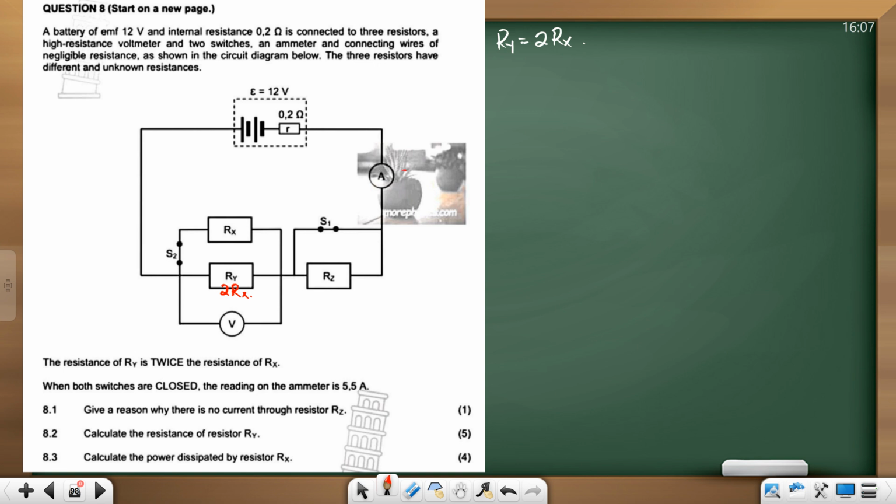Let's write it there. I don't know who sent me this question, but if this is your question, congrats, we're dealing with it now. Okay. Give a reason why there's no current through RZ. Wait, both switches are closed. The reading is 5,5. Give a reason why there is no current through RZ. Interesting. If both switches are closed. All right. Oh, lovely. Lovely.